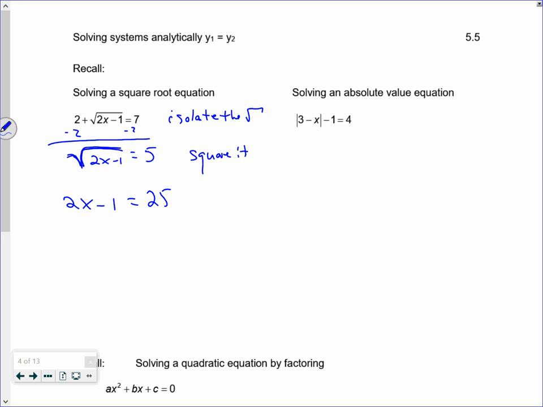Okay? And once you've done those 2 things, you now have something that's really simple. Just go and solve this one. Show whatever work you need to show. You get x equals 13. Okay? That's the method we called unwrapping.